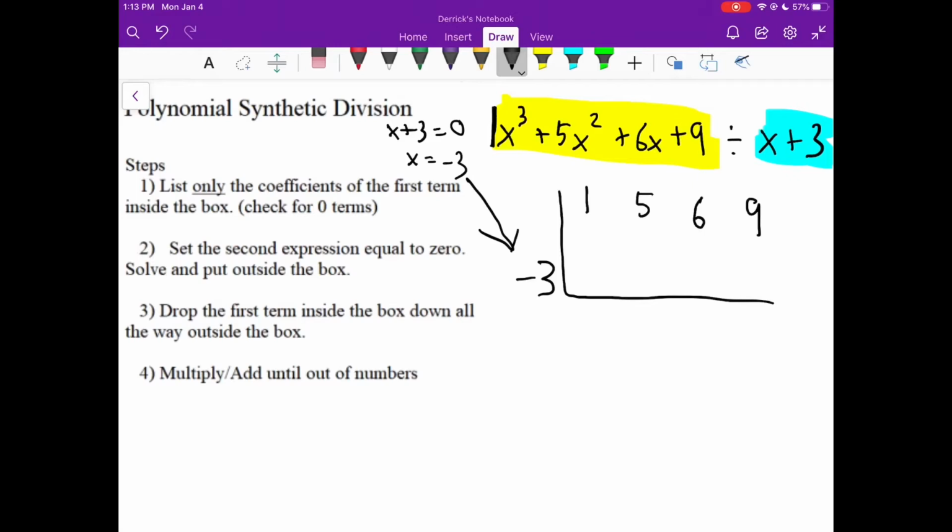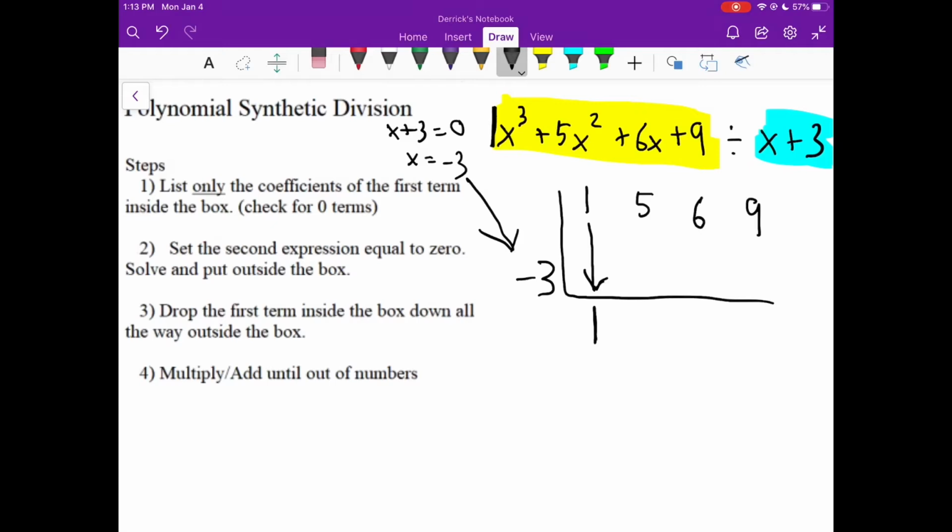Now, to actually do our synthetic division, here's how it works. First step, every time, no matter what, take your first number inside the box and drop it all the way down outside the box. You're going to be writing your answer as what we get on the bottom row here, outside the box. So whatever that number is, whether it's a 1 or something else, drops all the way down. The rest of this is going to be alternating between multiplication and addition.